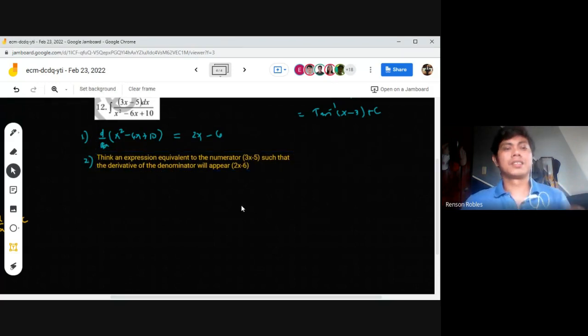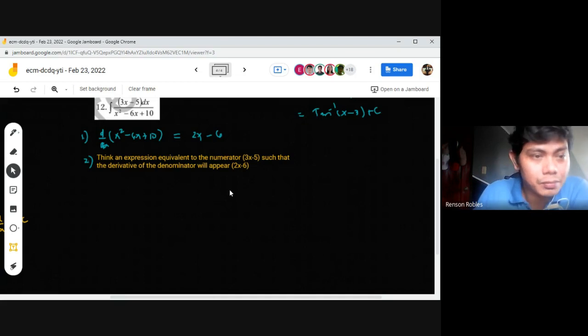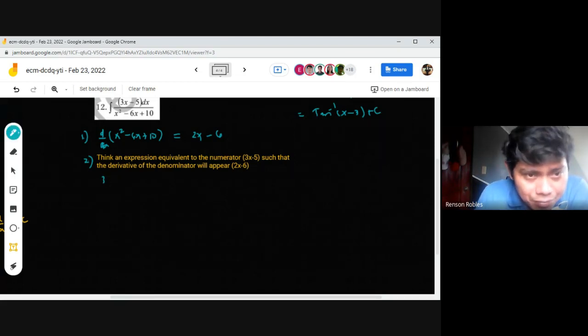Think of an expression equivalent to the numerator, 3x minus 5, such that the derivative of the denominator will appear, and that's 2x minus 6, the derivative of x squared minus 6x plus 10. So how are we going to do that? You have 3x minus 5 is equal to 2x minus 6.